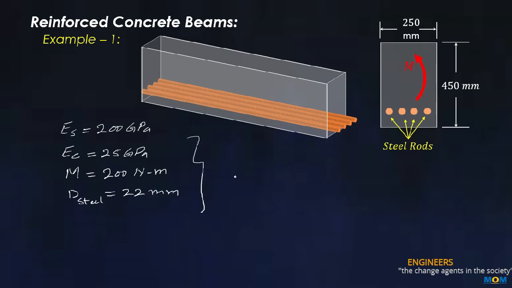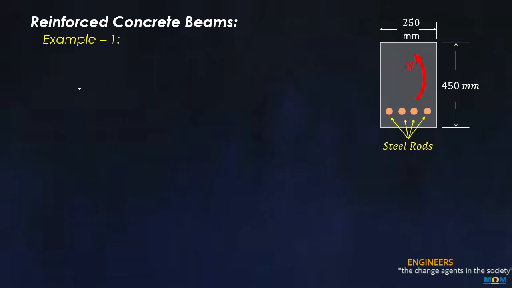Now with this information we have to find the value of the maximum stress in concrete and the maximum stress value in steel. Now to solve this problem, we have to first calculate the area of the steel rods.